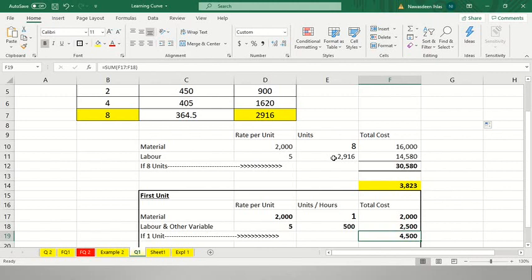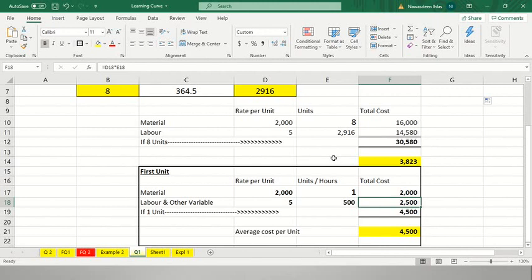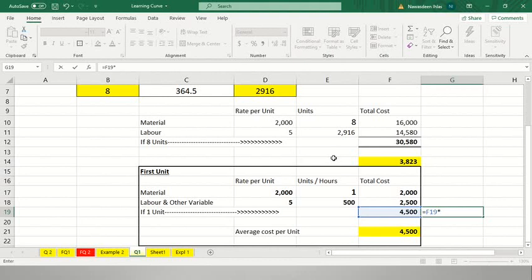That is our basic understanding. So per unit 4500. If you are producing 8 units, our cost will be 4500 into 8.